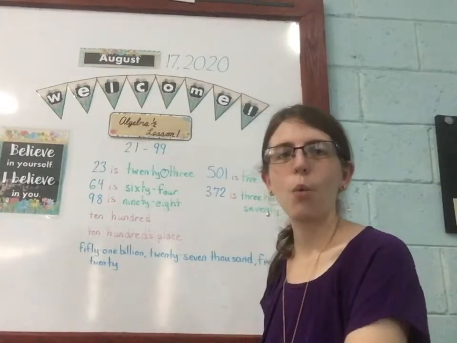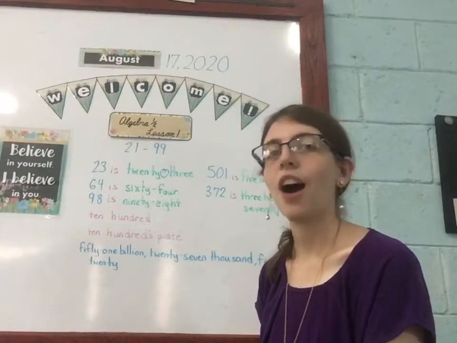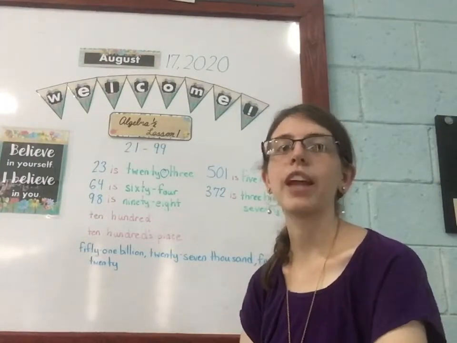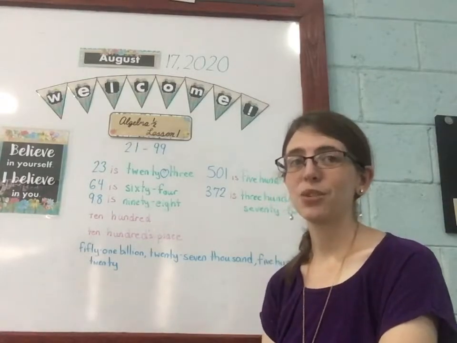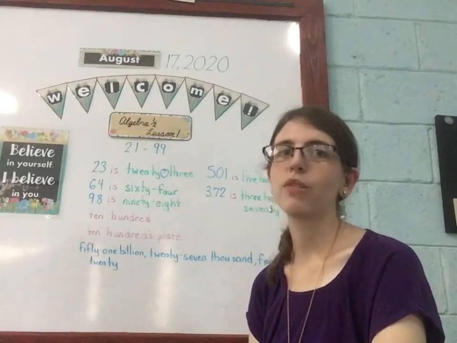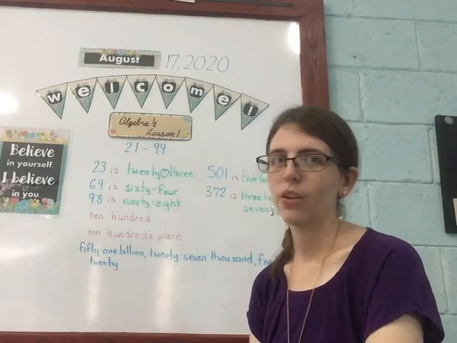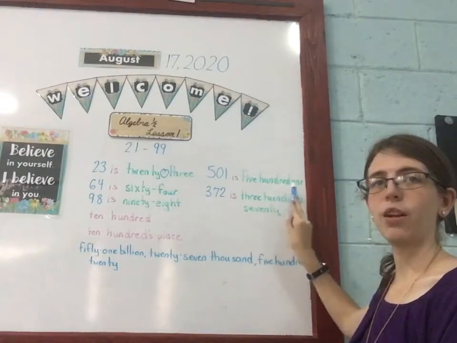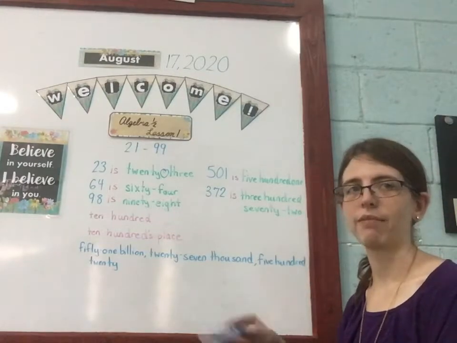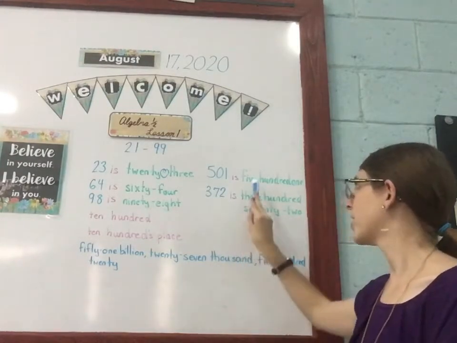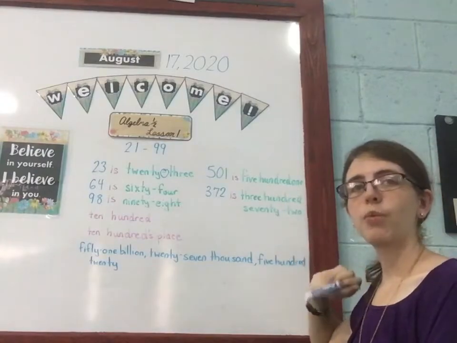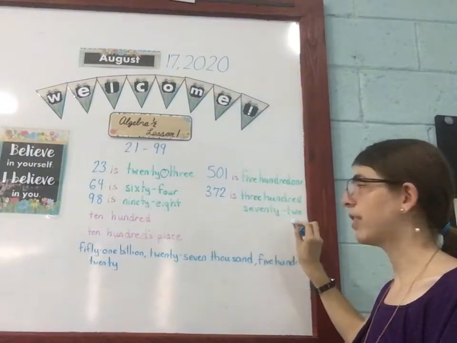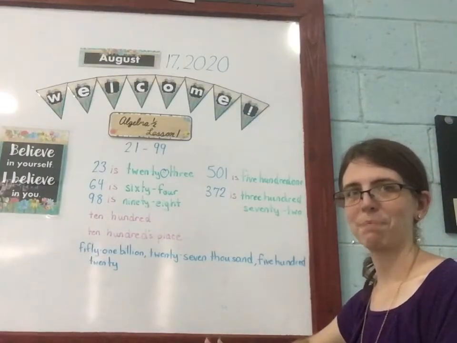Okay? When you're writing numbers that include the hundreds place, sometimes maybe you've heard someone say five hundred and one. That's actually incorrect. You never put that "and" in there. So it really should only be five hundred one. No "and" in there. Just five hundred one. 372 is three hundred seventy hyphen two. And that's it.